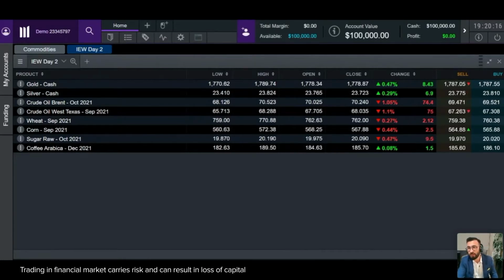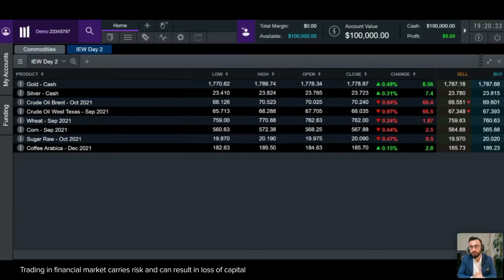For the best experience, I really recommend that you try using laptops. It should be easier that way. But I have just zoomed in my screen, so see if you can see right now. Gold, silver, Brent, West Texas, wheat, corn, sugar, coffee. Now, this is all commodities together.